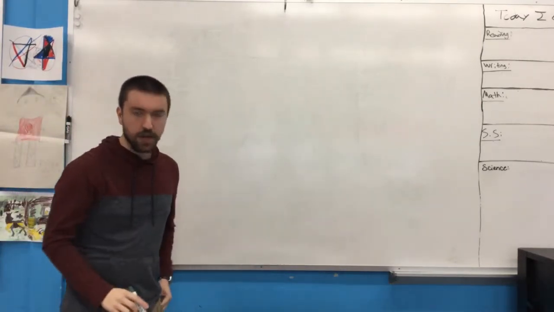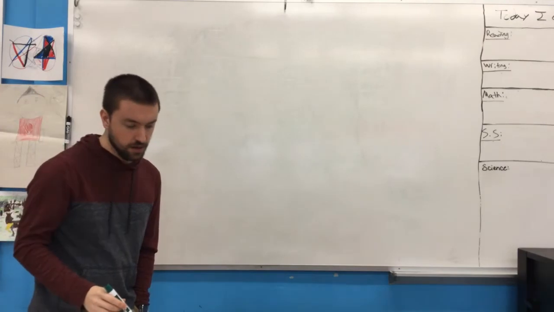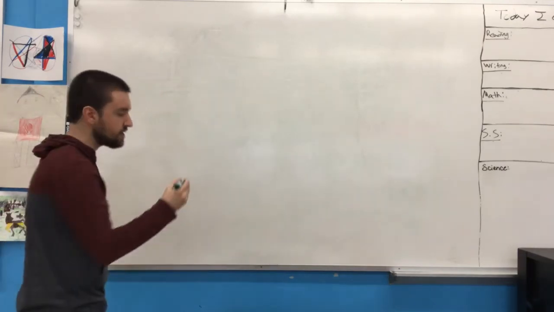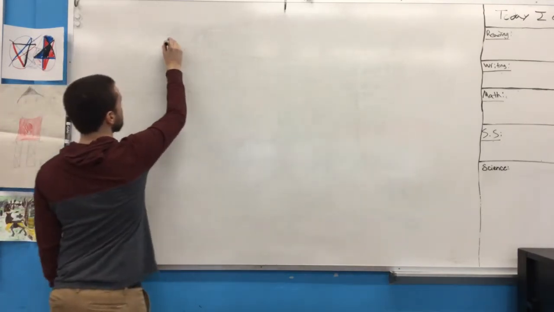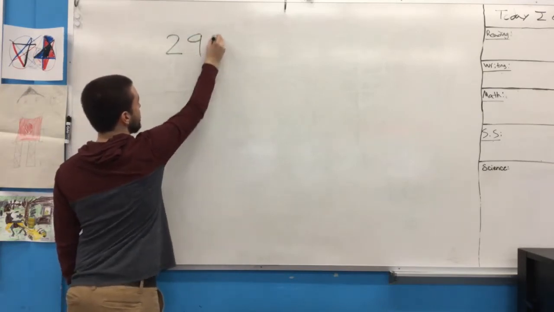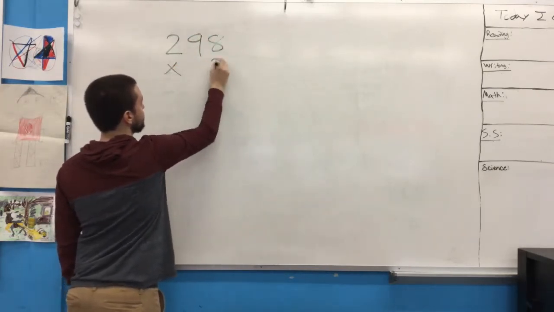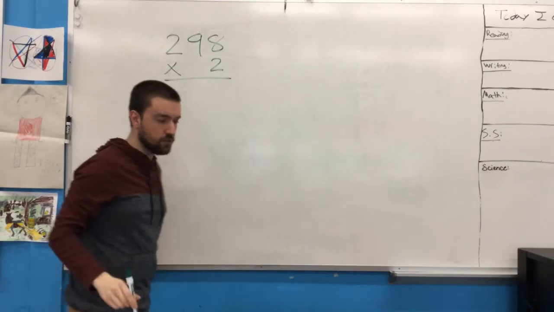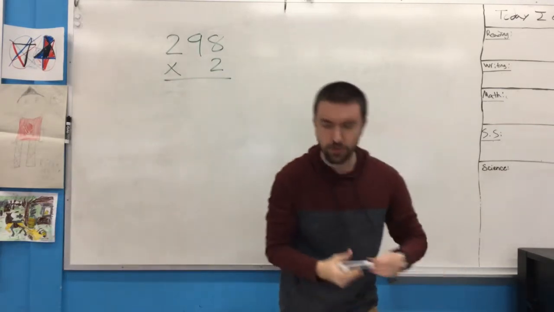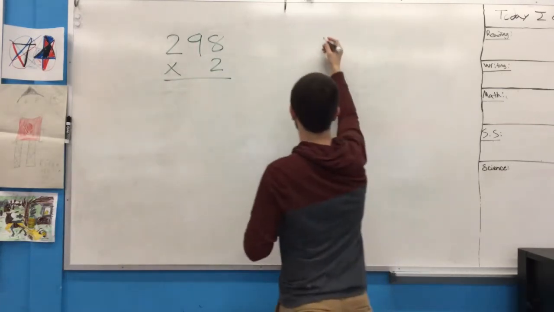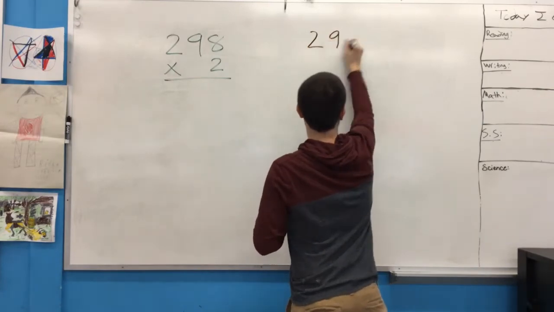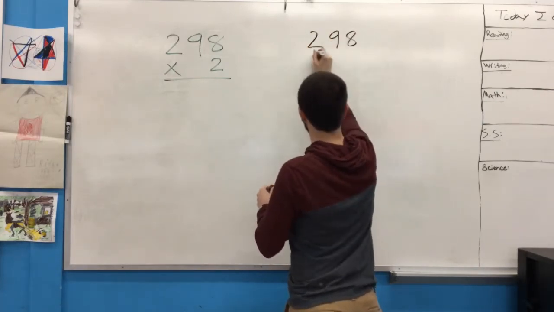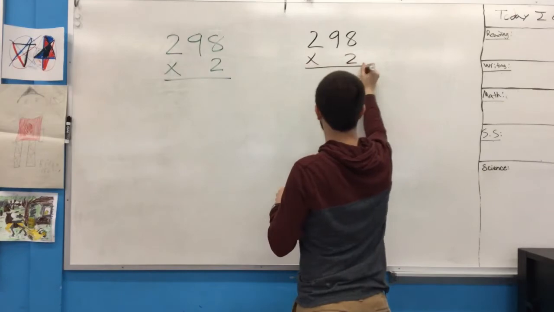Continuing going down that right side of the page, we're looking at 298 times 2. I'm going to write it again on the other side of the board because we're going to keep track of the standard algorithm on this side and watch how it gets mapped from the partial products.